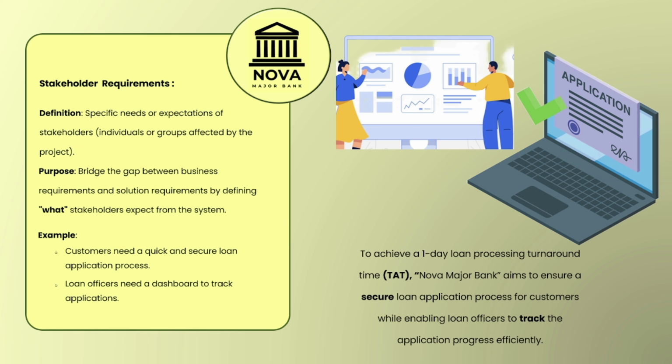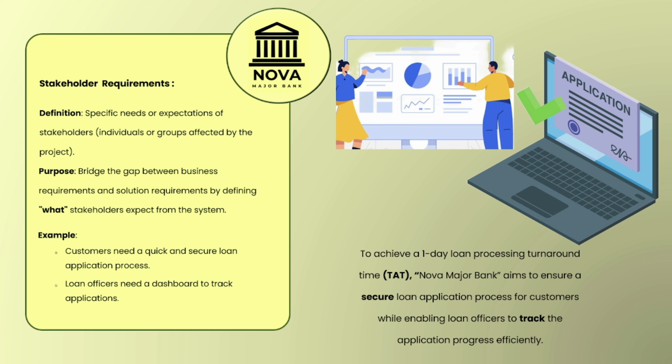Customer needs a quick and secure loan application process. This is not mentioned in the business requirement, but in the stakeholder requirement it is clearly mentioned to achieve a TAT below 1 day, meaning less than 24 hours. Customer needs a quick and secure loan application process. Next, loan officer needs a dashboard to track the application as well, meaning the loan officer can easily track the approval process of the entire loan processing.